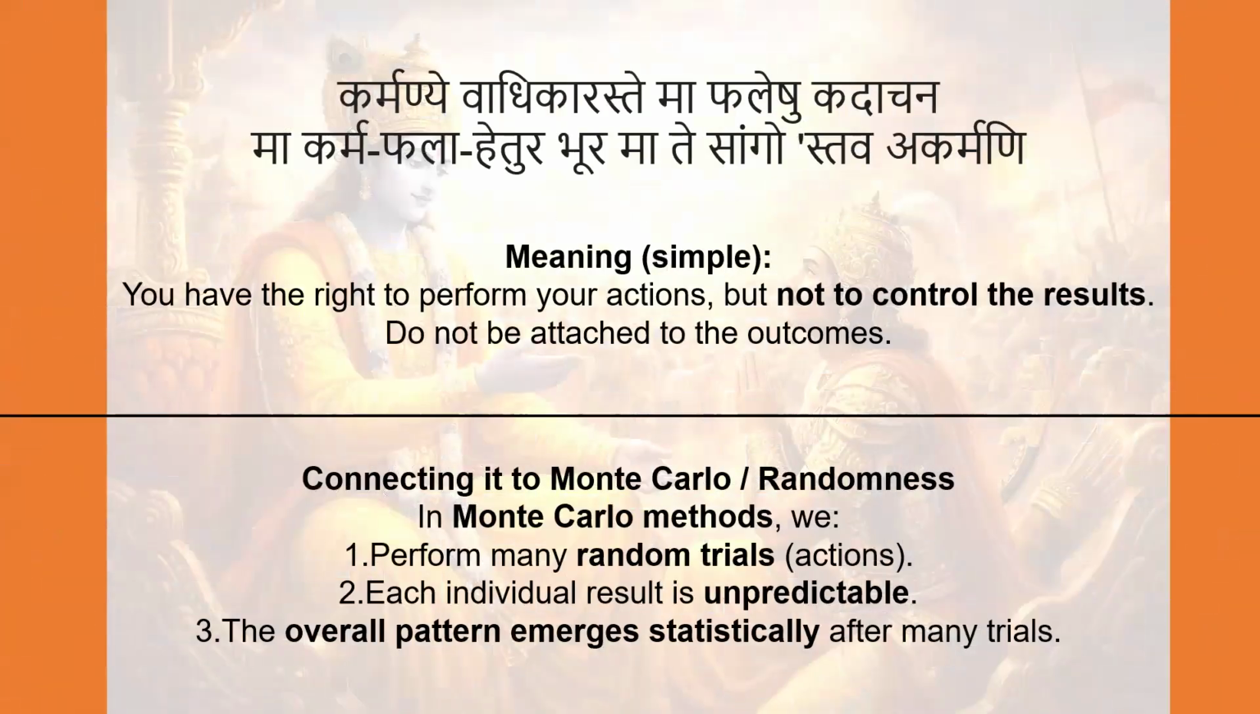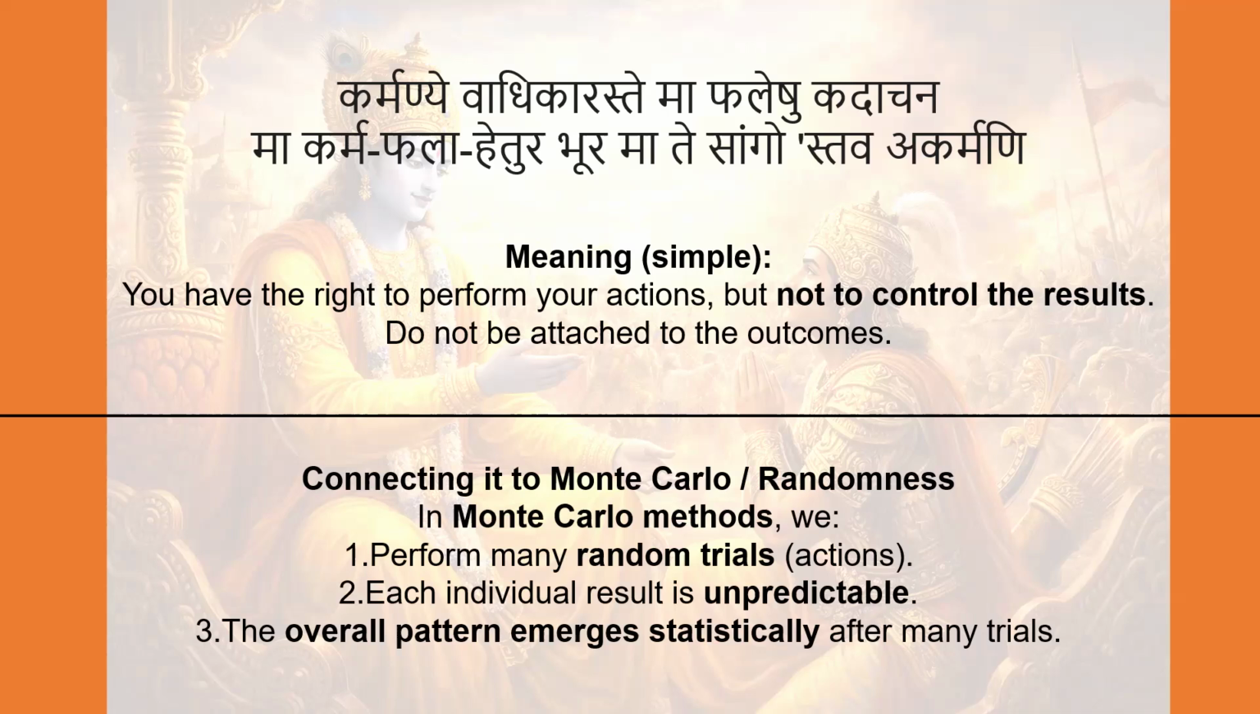And now let us connect it to mythology. I like giving examples of mythology. In Hindu mythology, we have a very strong basis of all these things studied at a very huge level. One of the philosophies Lord Krishna gave during the Mahabharata in the Gita was Karmanye Vadhikaraste Ma Phaleshu Kadachana, Ma Karma Phala Hetur Bhur Ma Te Sangostvakarmani. The meaning is very simple: you have all the right to perform your actions, but not to control the results. Do not get attached to the outcomes.